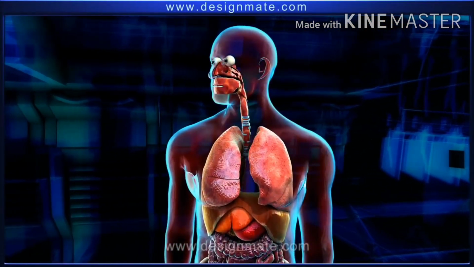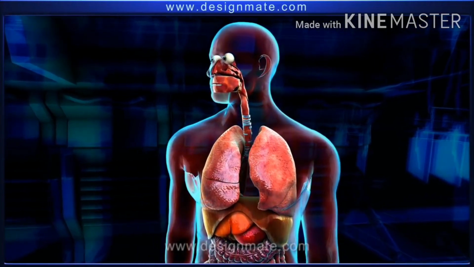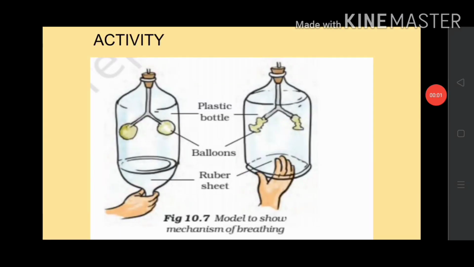Actually, breathing involves the movement of the diaphragm and the rib cage. We can understand the mechanism of breathing by a simple model. Take a wide plastic bottle, remove the bottom, and get a Y-shaped glass or plastic tube. Make a hole in the lid so that the tube may pass through it. To the forked end of the tube, fix two deflated balloons. Introduce the tube into the bottle as shown in the figure.